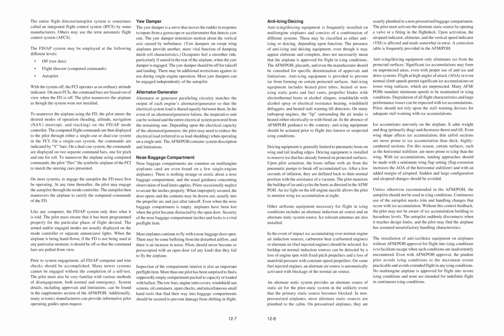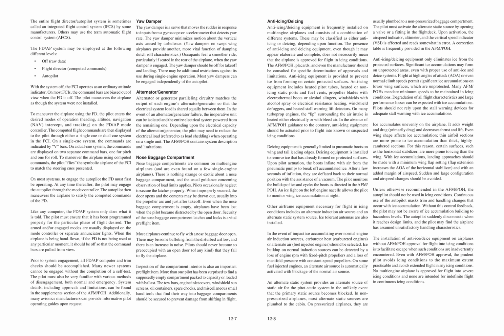Most airplanes continue to fly with the nose baggage door open. There may be some buffeting from the disturbed airflow, and there is an increasing noise. Pilots should never become so preoccupied with an open door, of any kind, that they fail to fly the airplane. Inspection of the compartment interior is also an important pre-flight item. More than one pilot has been surprised to find a supposedly empty compartment packed to capacity or loaded with ballast. The tow bars, engine inlet covers, windshield sunscreens, oil containers, spare chocks, and miscellaneous small hand tools that find their way into baggage compartments should be secured to prevent damage from shifting in flight.